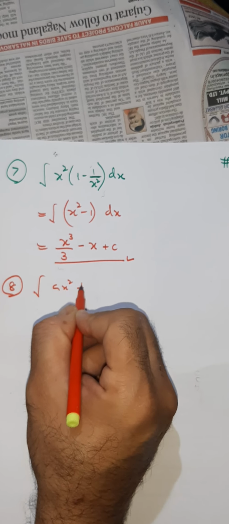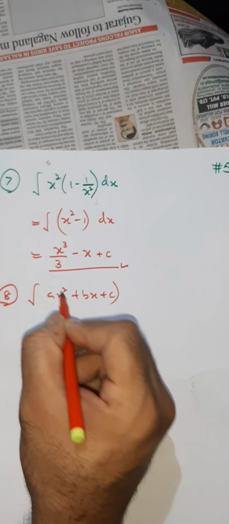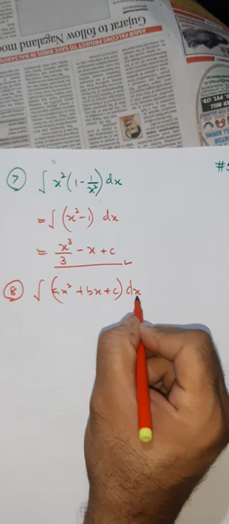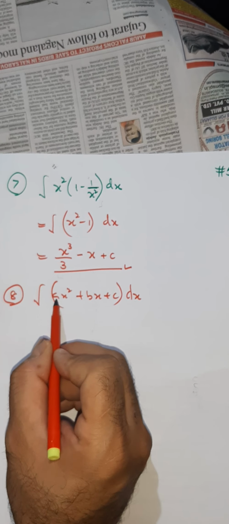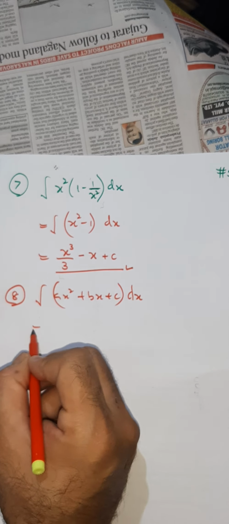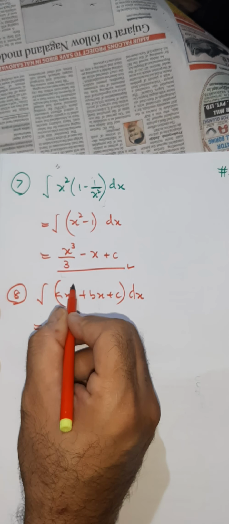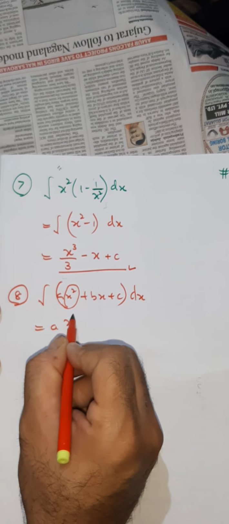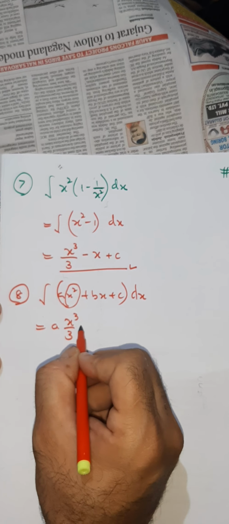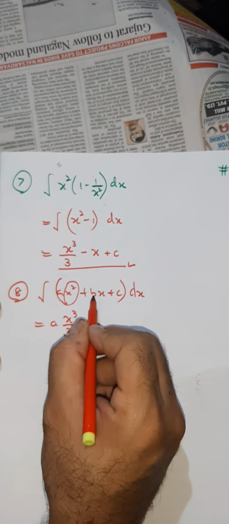Integral of ax² + bx + c, with your integration with respect to x. So these a, b, c all are constants, remember. A being constant as it is, integral of x² is x³ by 3: raise the power by 1 divided by the same number.